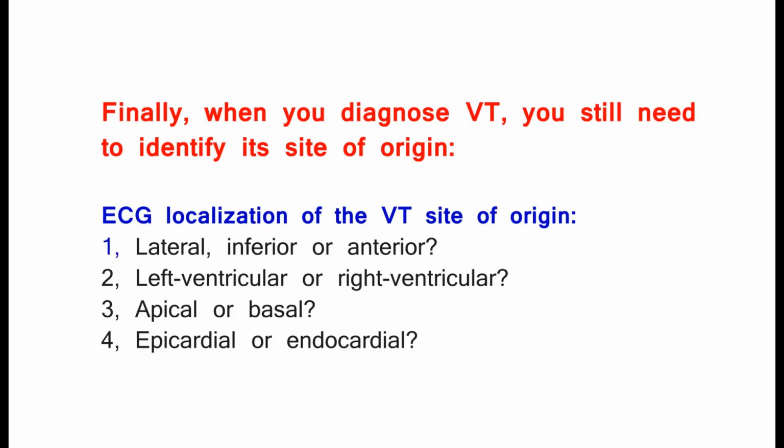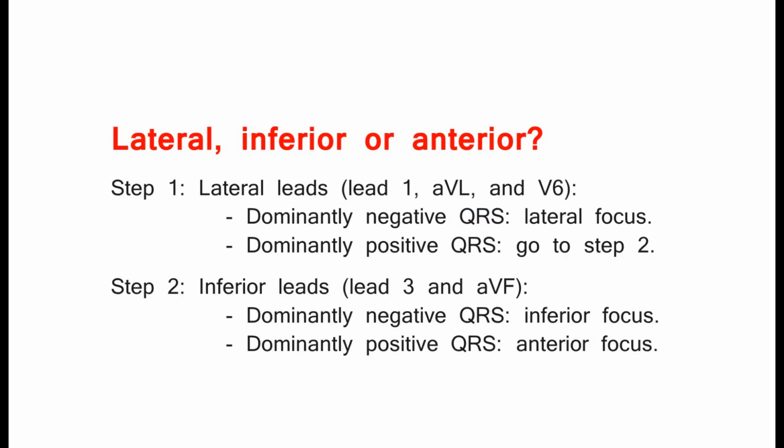Finally, when you diagnose VT, you still need to identify its site of origin. ECG localization of the VT site of origin: 1. Lateral, inferior or anterior. 2. Left ventricular or right ventricular. 3. Apical or basal. 4. Epicardial or endocardial.